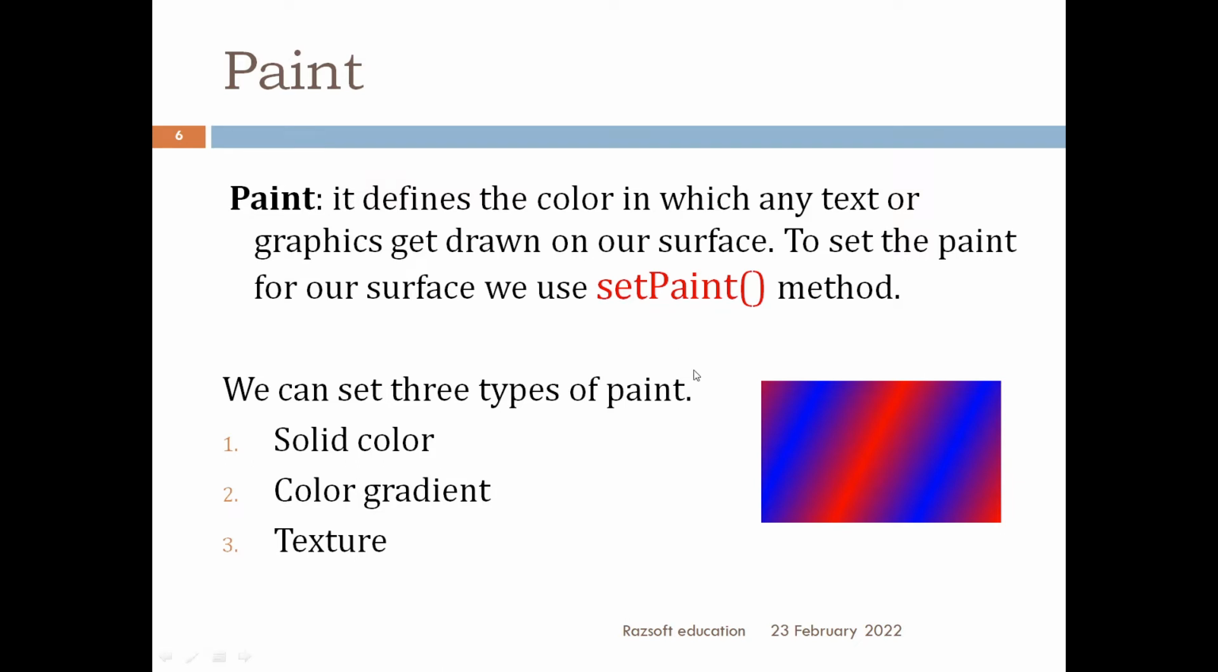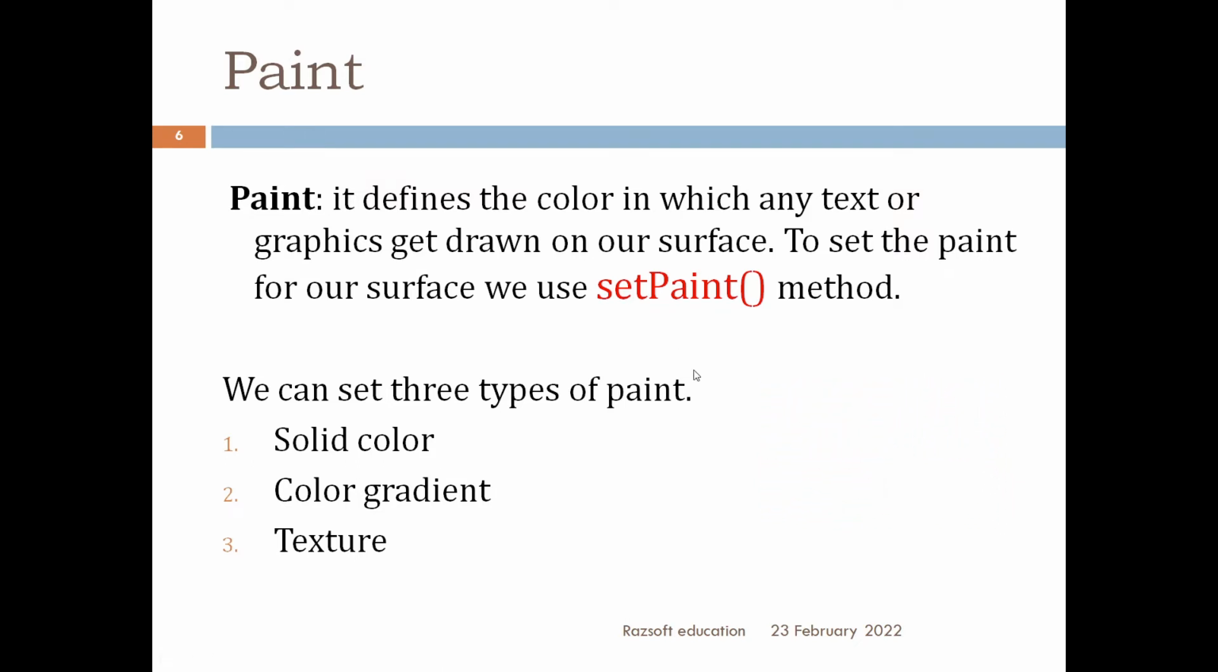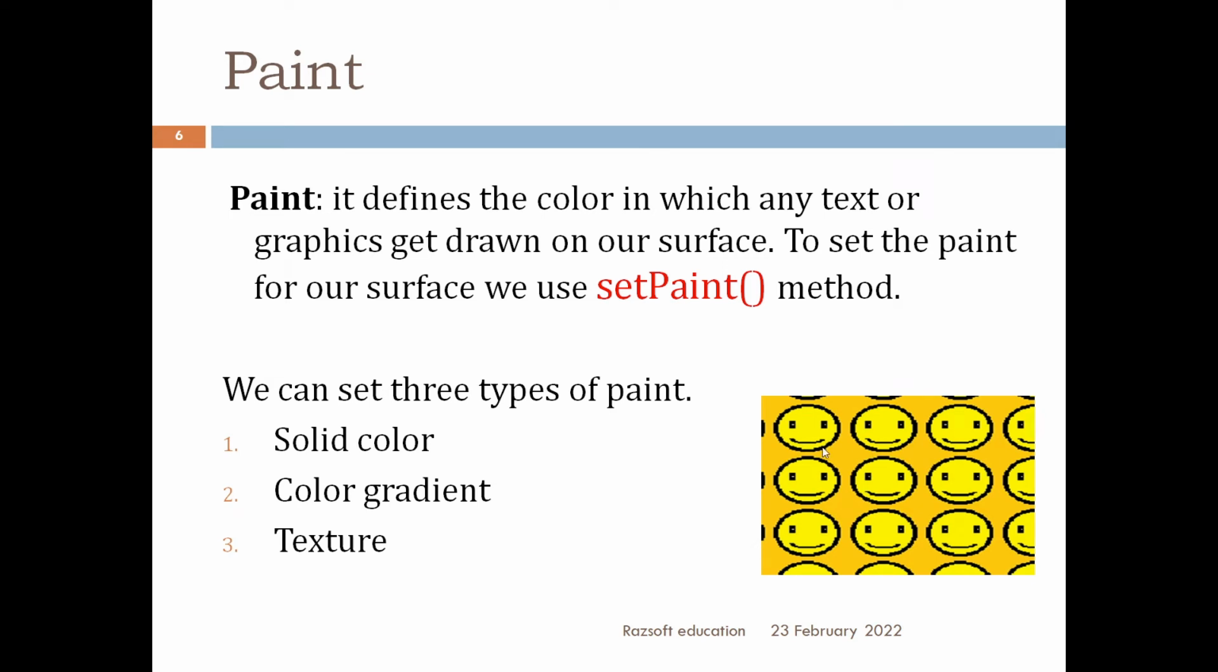So what is a texture? Whenever we use an image to paint our graphics object, it is called texture. So when we use an image of anything to paint our shape in graphics, then it is called texture. So here we see an example. We use a smiley face as an image, and paint our rectangle with it. So it is a texture.